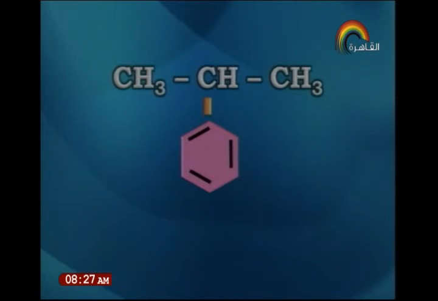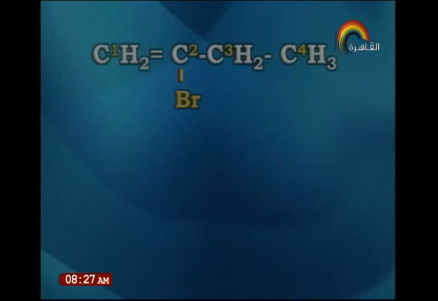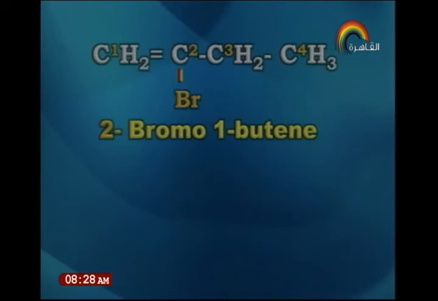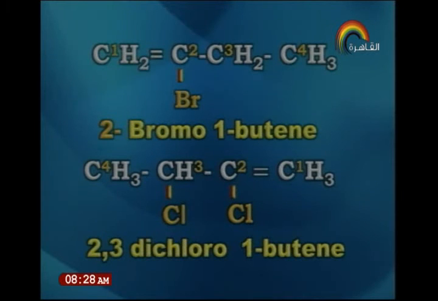Next one, here the propane has a substitution on carbon number 2, which is a phenyl radical, so it will be named 2-phenyl-propane. The next compound here, my dear student, is also an alkene, so its name will be 2-bromo-1-butene. And this compound has an alkene and 2 chlorine substituents on carbon number 2 and 3, so its name will be 2,3-dichloro-1-butene.